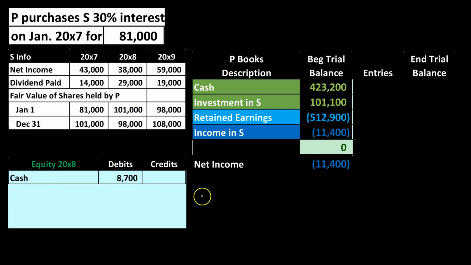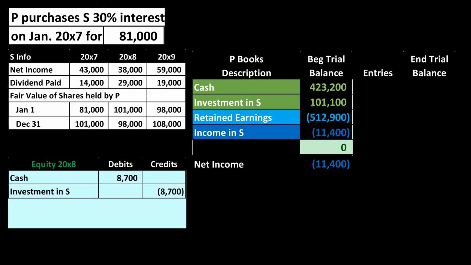So then we're going to say cash, now we're going to record the dividend. The dividend's going to be 30% times 29,000, which is 8,700. Cash is increasing. The other side goes to the investment, not to the dividend income, because we already recognized the income of the 11,400, which is our 30% of the 38,000. So this 8,700 is basically already included in that 11,400, and it was included in the investment increasing.